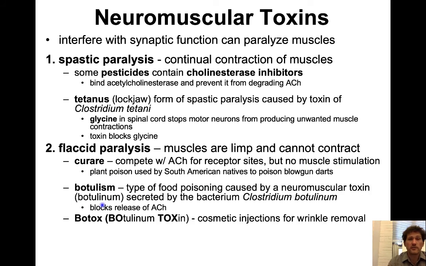And then botulism. Botulism is food poisoning by a neuromuscular toxin called botulinum, which is produced by Clostridium botulinum. Again, this blocks the release of acetylcholine. So we're not going to have acetylcholine binding to those nicotinic receptors, which would open up sodium channels and create excitation. Botox comes from this toxin, and this is used in cosmetic injections to reduce wrinkles.